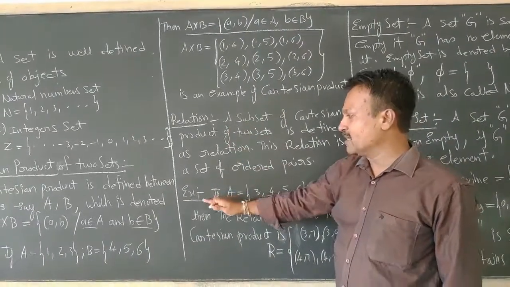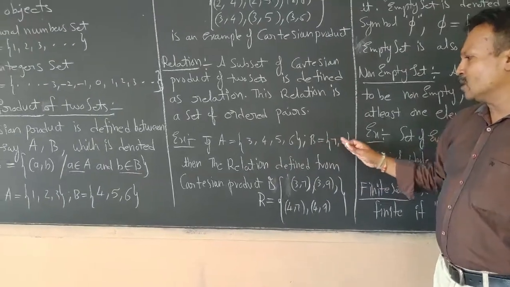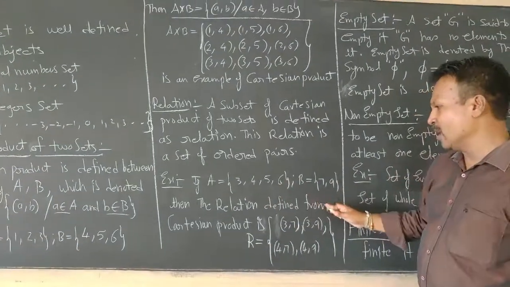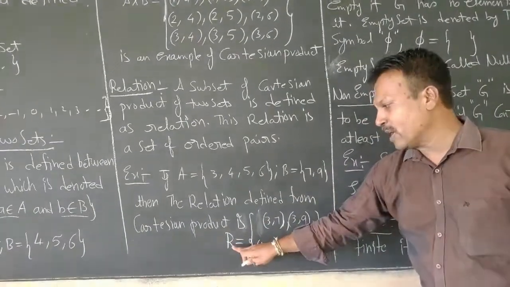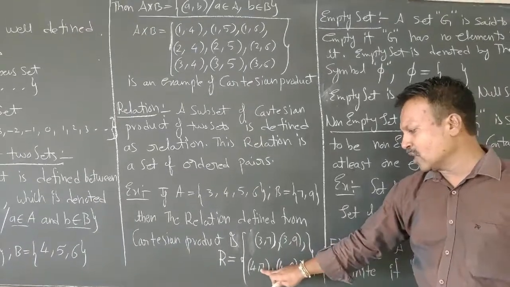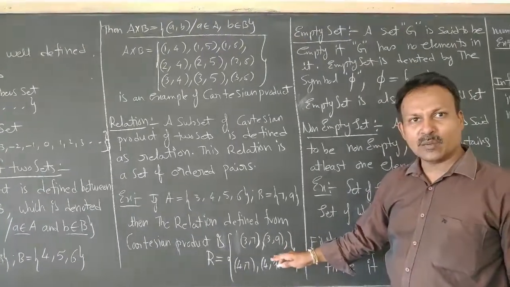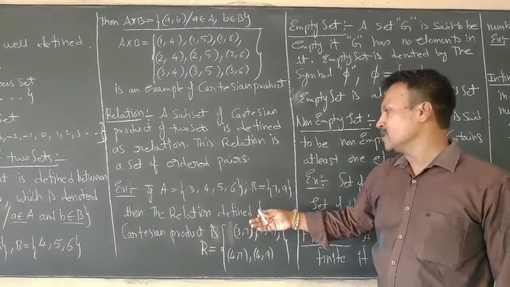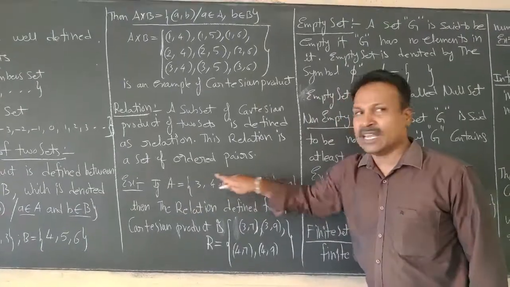If we go for a better example, if capital A equals {3, 4, 5, 6} and capital B equals {7, 9}, then the relation defined from the Cartesian product of two sets A, B is denoted by capital R equals {(3,7), (3,9), (4,7), (4,9)}. In this manner, we can define any number of subsets from the Cartesian product which is defined between these two sets A and B.